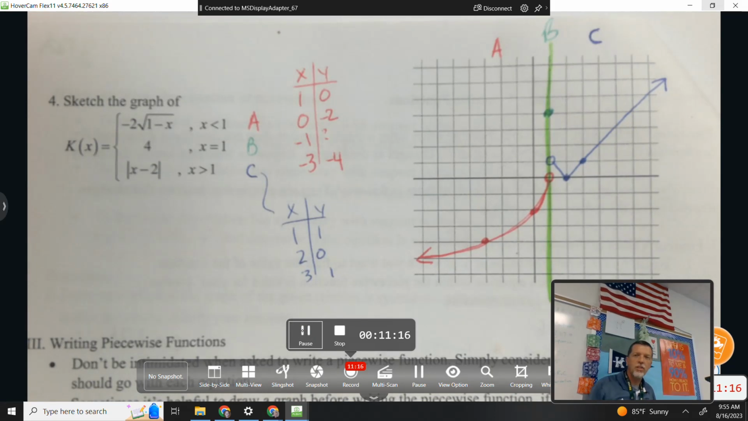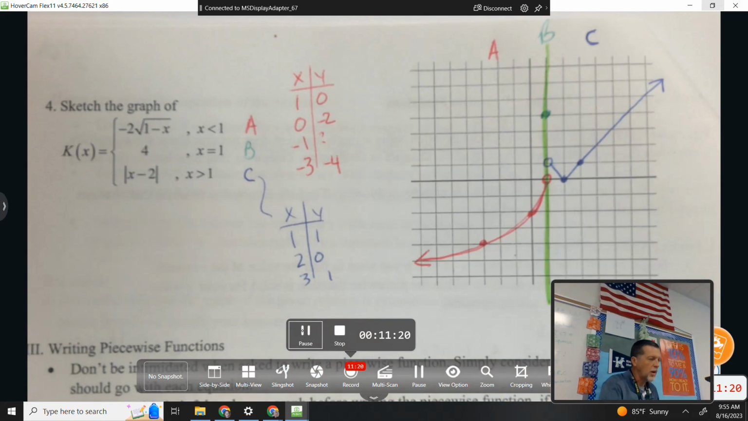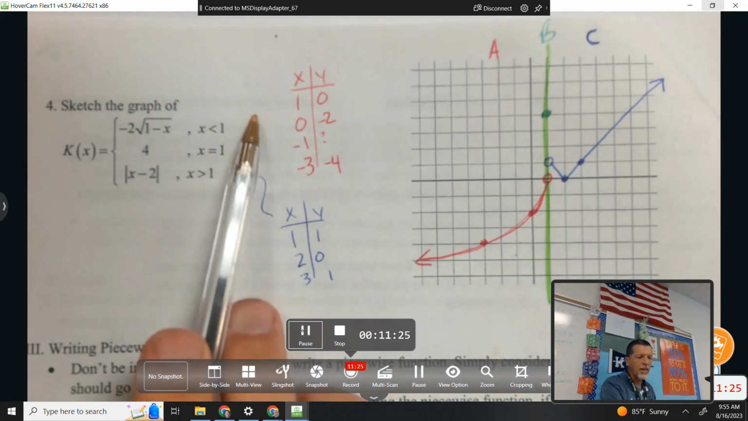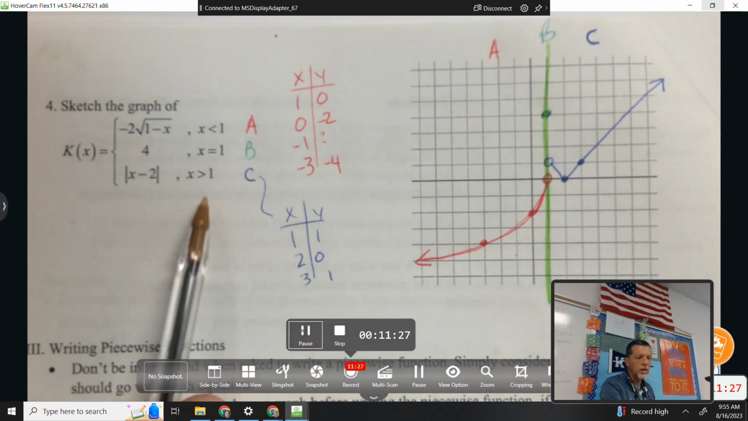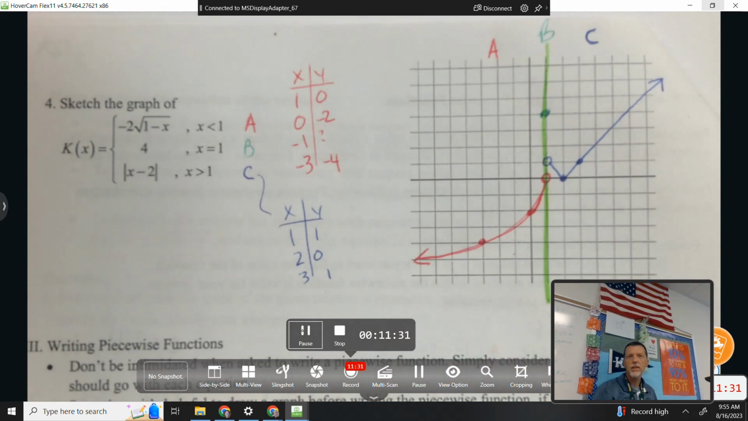A combination of parent function knowledge plus just plugging in points, you can come up with a graph. Open circles for graph A and C because they don't equal 1. Obviously, B is a closed circle because it's the point. Kind of cruise through that. Any questions on that?